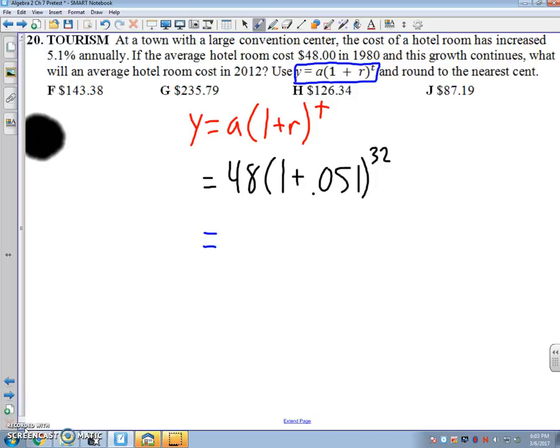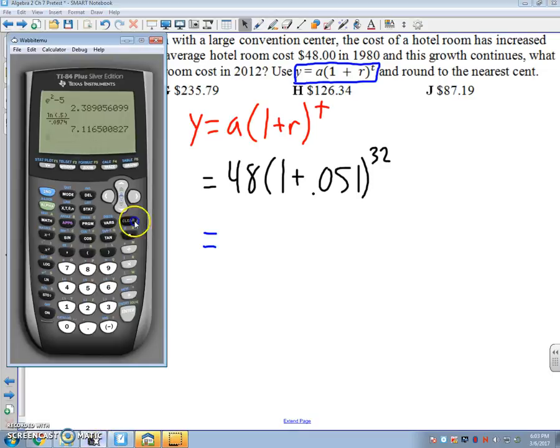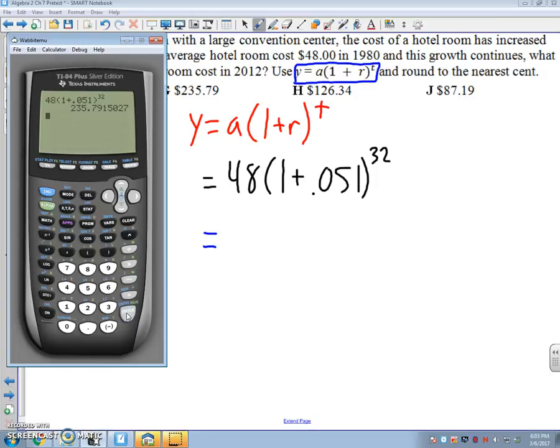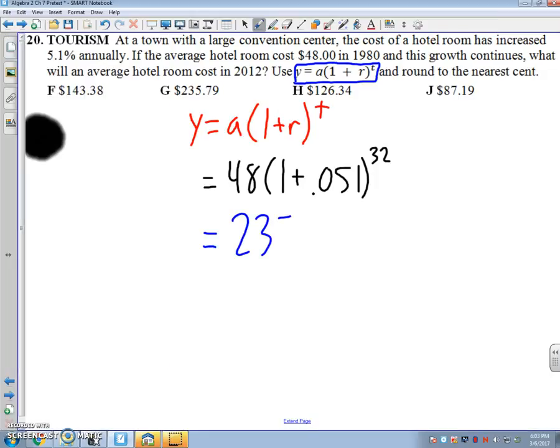So I filled in A, our starting point, $48. I filled in r, 0.051. It's been 32 years since 1980. All I do is type that in the calculator, get my answer, and I'm done. So 48 times. You could fix this number in here to one single number, or you can just leave it like this. I'm just keeping it separate to save time. I get 235.79. That price is G.